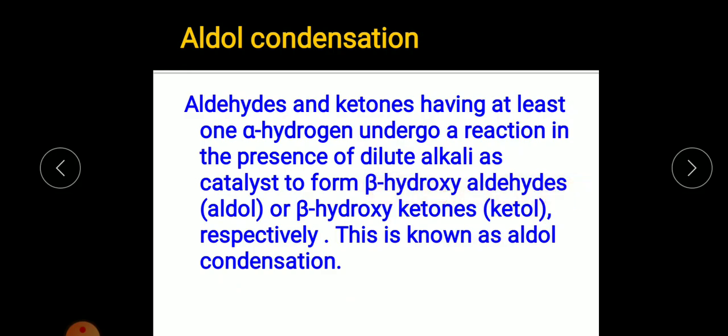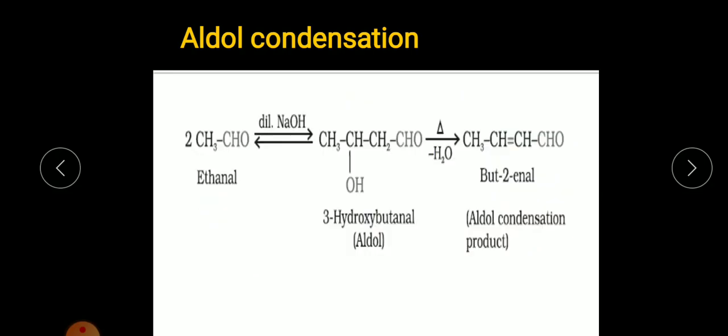Beta hydroxyaldehydes are called aldol. The meaning of aldol is that it is composed of two functional groups. ALD stands for aldehyde and OL stands for alcohol. That means in this compound we have two functional groups, one is OH and the other is aldehyde. Similarly, in beta hydroxyketones we have a ketone and an alcohol group. So this is the reaction for aldol condensation.